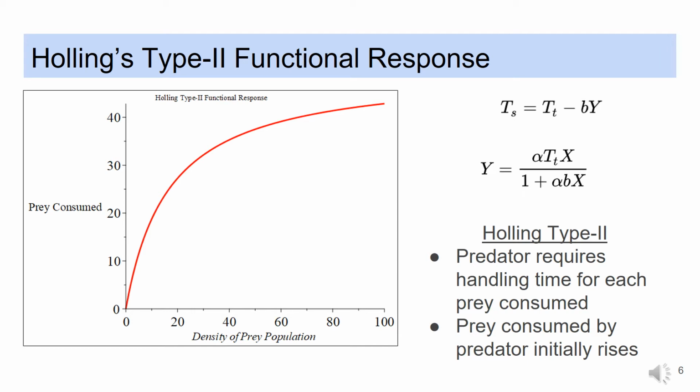This is nonlinear, as the prey consumed initially rises as the density of the prey increases, but then it levels off as the density of the prey continues to grow. I've illustrated this Holling Type 2 functional response with a graph in Maple that's shown on the left.